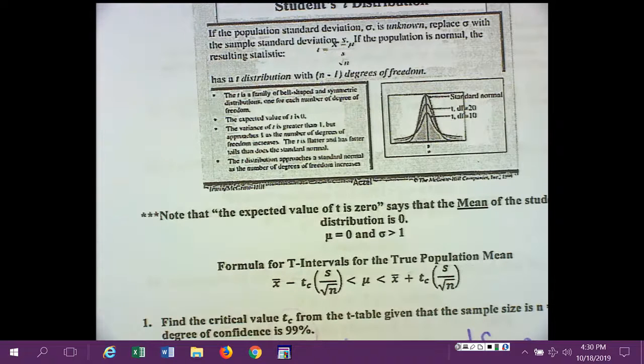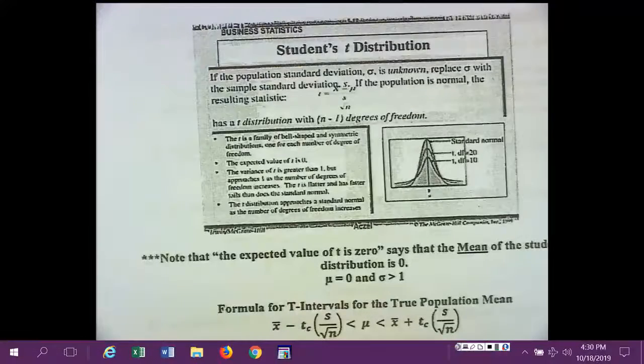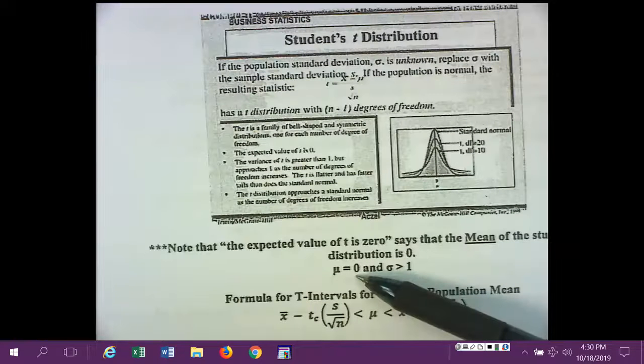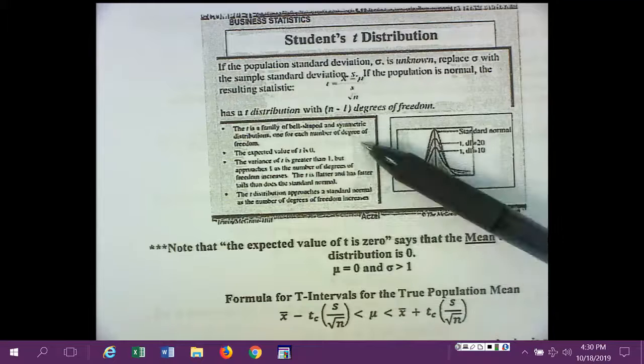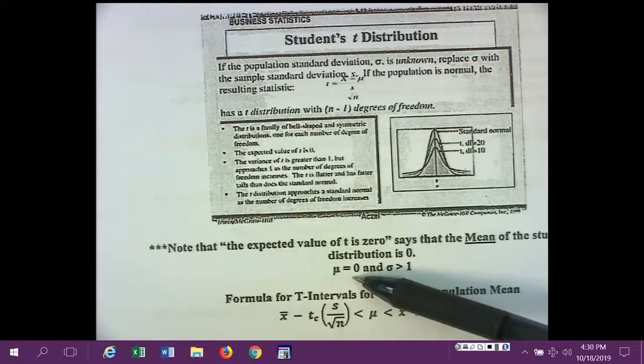The student t-distribution is very similar to the standard normal distribution in the variable z. They have properties that they share, and of course they have properties that they do not share. The one property that they do share is that both distributions have a mean of 0. Both distributions are bell-shaped and symmetrical about this mean of 0.